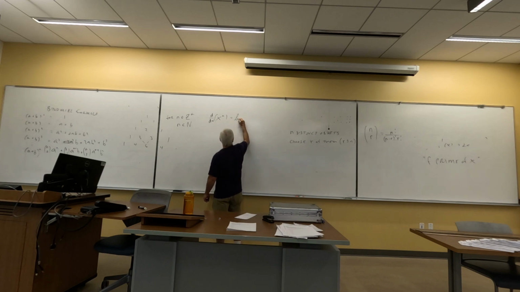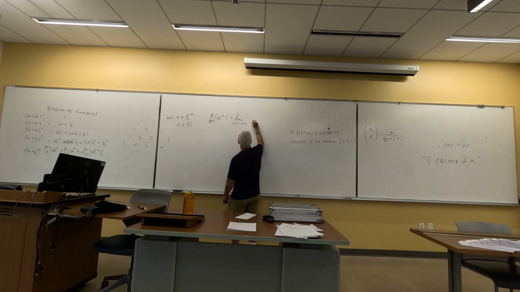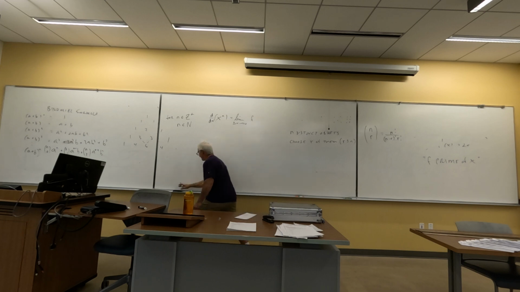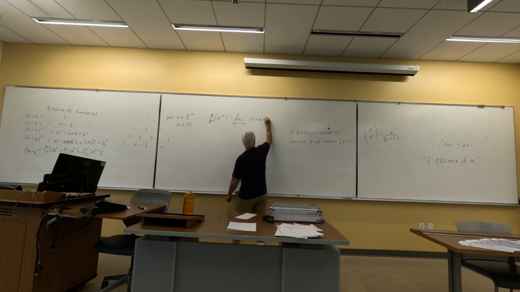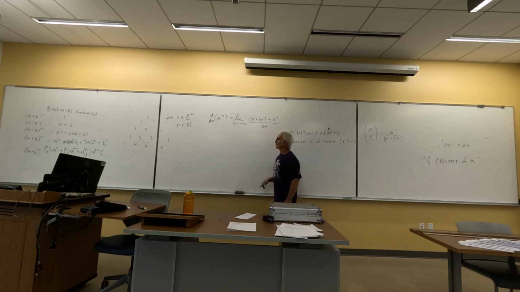So this is the limit. You're going to like this. This is kind of cool. As delta x goes to 0 of f of x plus delta x is just this: x plus delta x to the nth power minus x to the nth. Right? That's the formula we just created. That's f of x plus delta x, f of x.